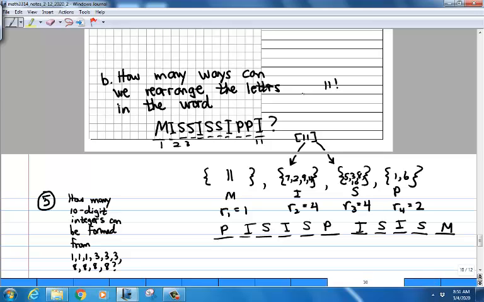It's 11 factorial over 1 factorial, that's kind of boring, 4 factorial, 4 factorial, 2 factorial, there you go. Does that reduce to an integer, Bradley? Is that an integer? Well, it is, but do we have any idea what integer that is?